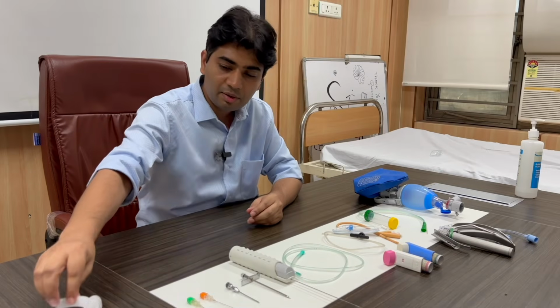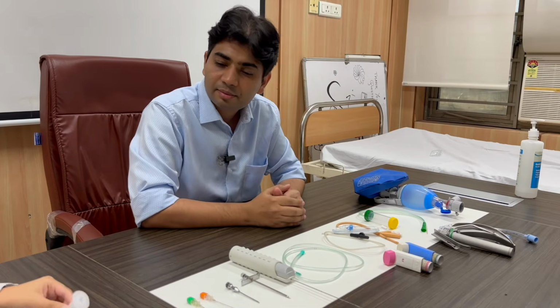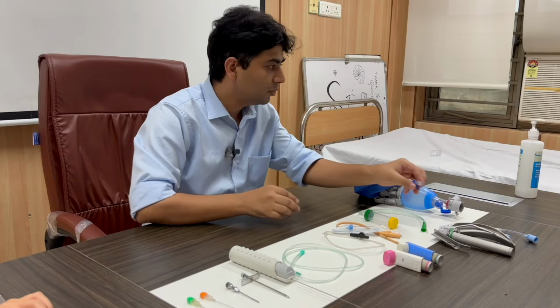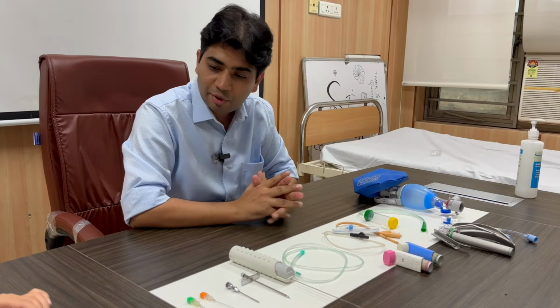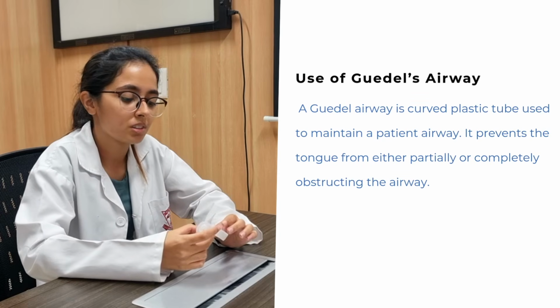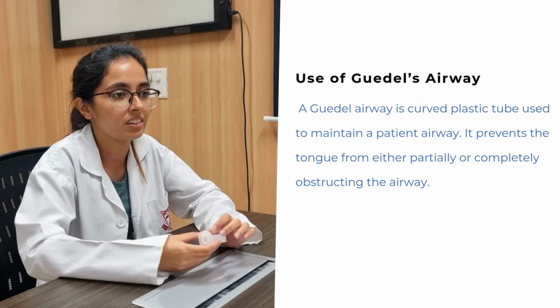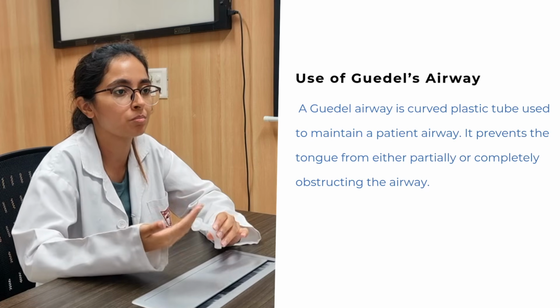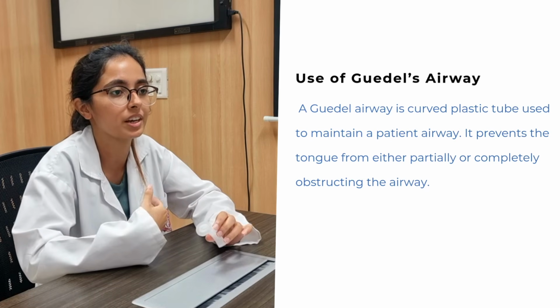Right. What is this device? So this is called a Goodell airway. Okay. And what are the uses of a Goodell's airway? So Goodell's airway is used to maintain the airway of the patient, and it prevents the tongue from partially or completely obstructing the airway.